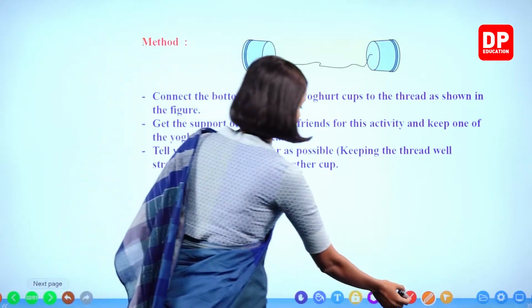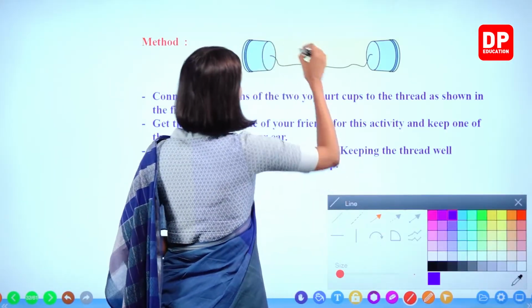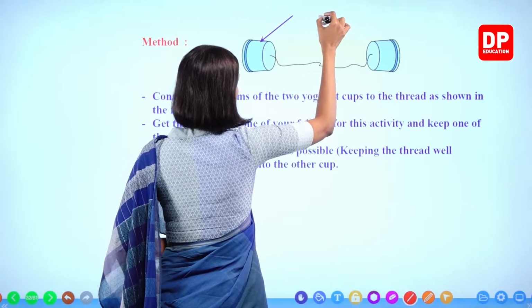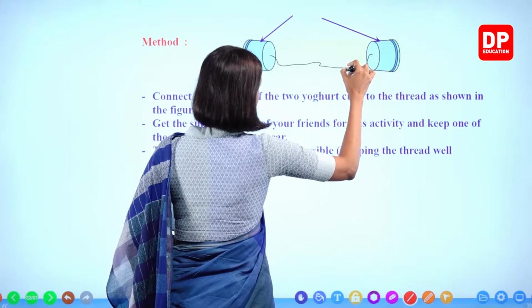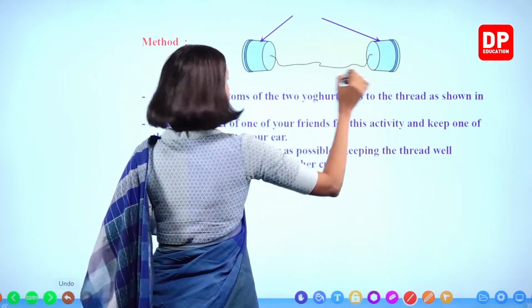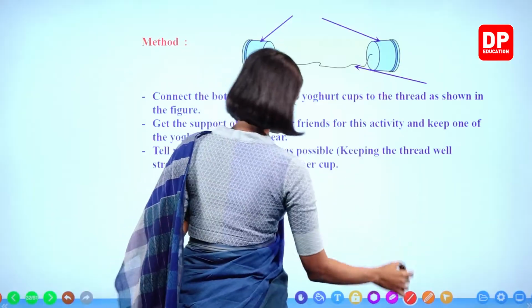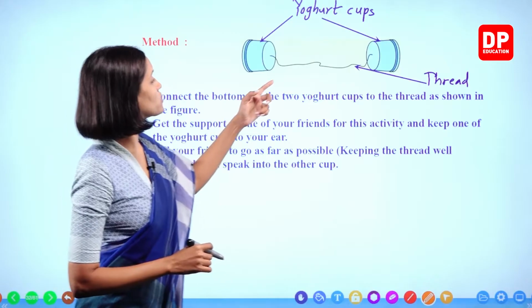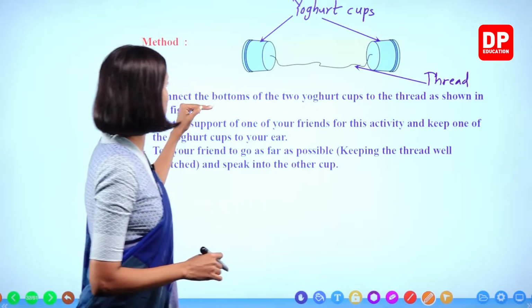We will label the diagram first. Yogurt cups and the thread. Right? Connect the bottoms of the 2 yogurt cups to the thread as shown in the figure.